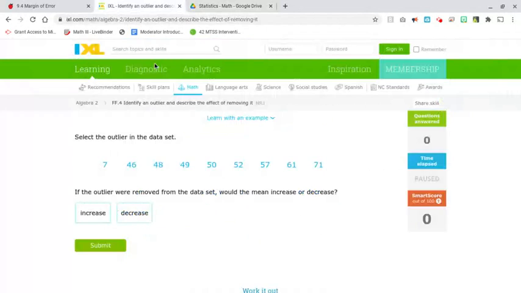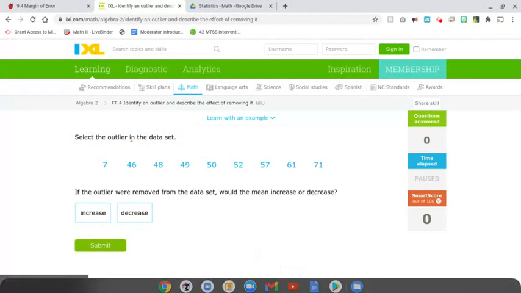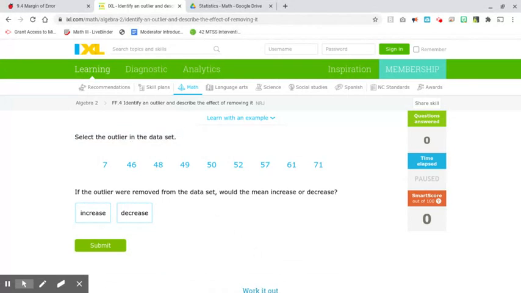You want to go to IXL for today. Let me go over the IXL. On the IXL, it asks you to identify an outlier and then describe the effect of removing it. So this should be fairly easy. You look at all the numbers and say, what number is really far away from the others? That's our outlier. In this case, that's got to be the number 7. All the other numbers are at least 46, so 7 is way far away from all the others.